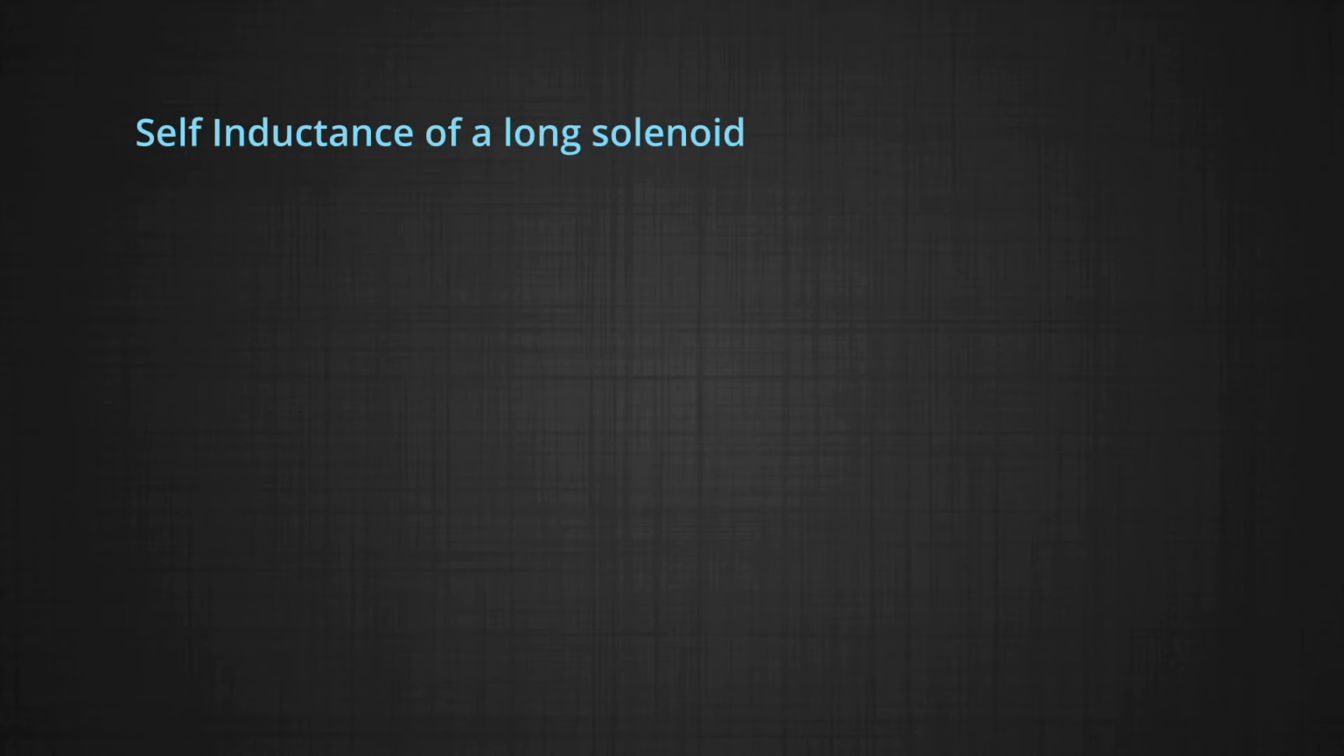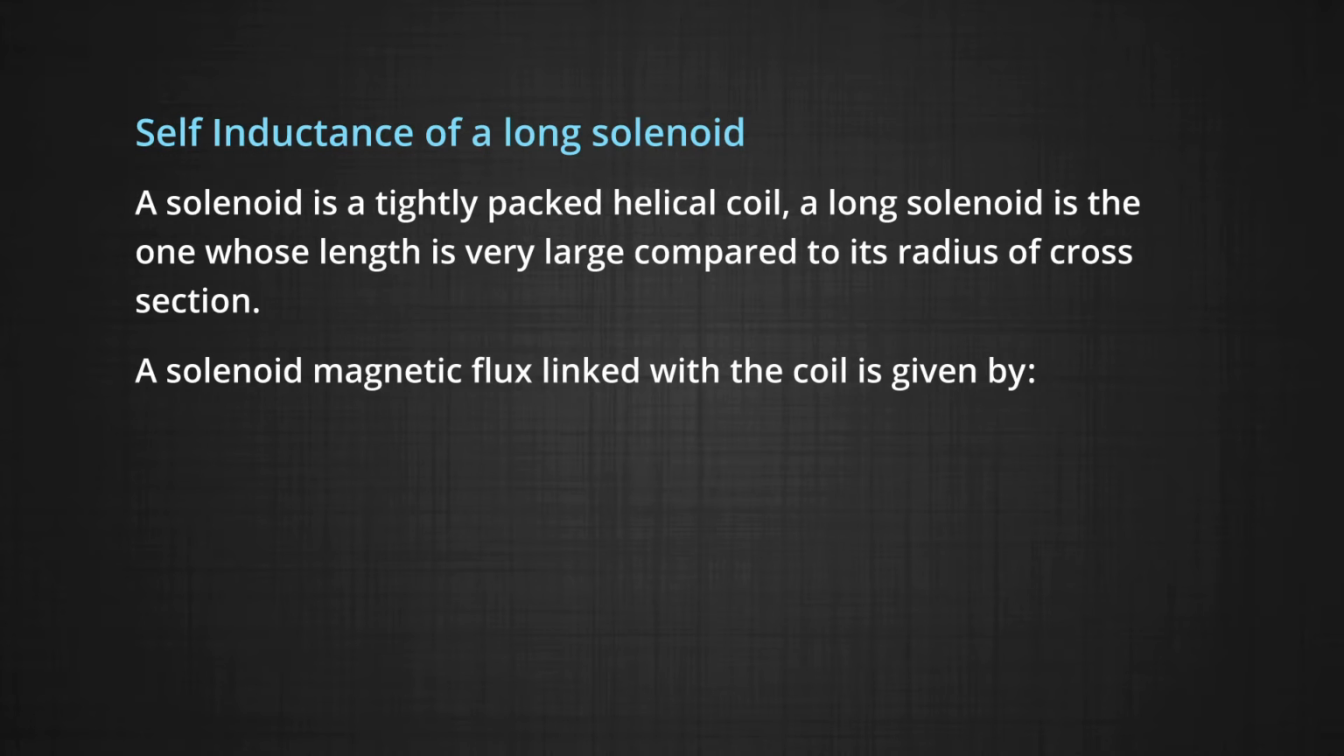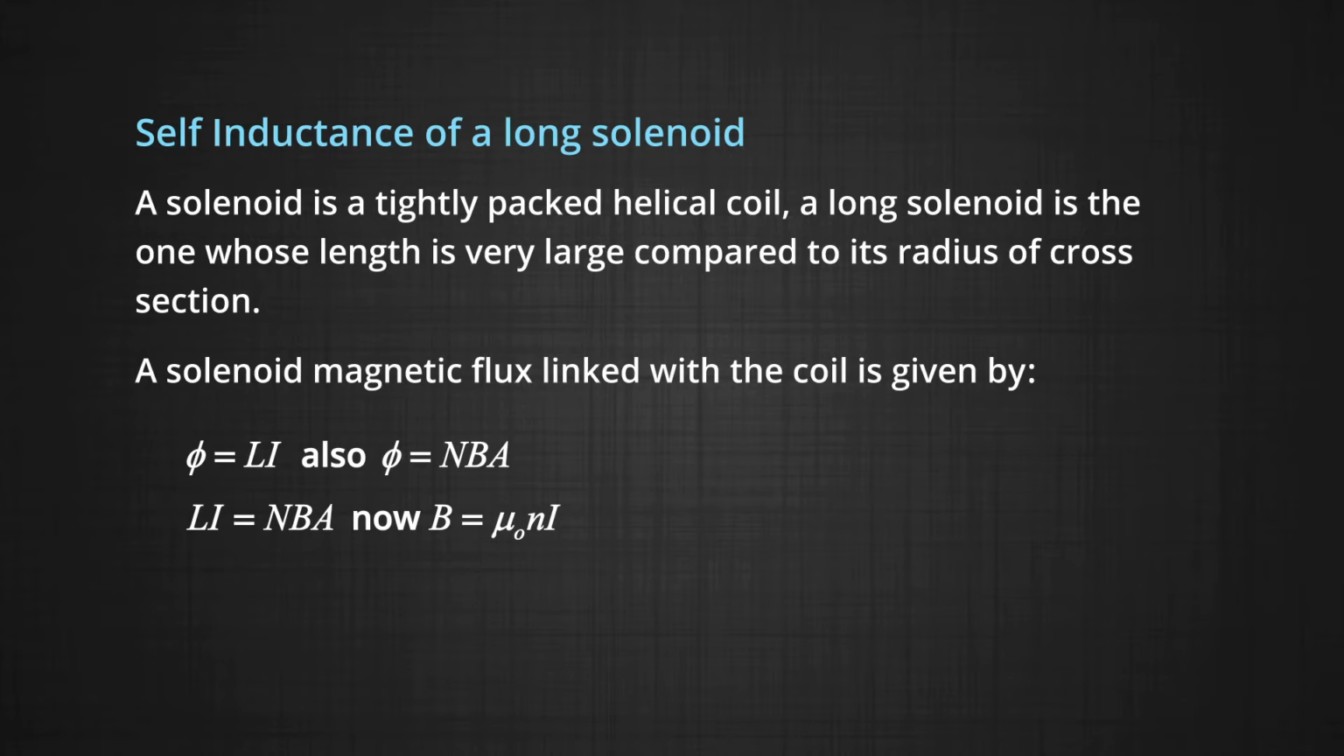Let us find out the self-induction of a long solenoid. A solenoid is a tightly packed helical coil. A long solenoid is one whose length is very large compared to the radius of cross-section. We know that for a solenoid, magnetic flux linked with the coil is given by phi equal to L into I. Also, magnetic flux is defined as N into B into A, where N is the total number of the turns and B is the magnetic field associated with the coil and A is the area of cross section. So, L into I is equal to NBA.